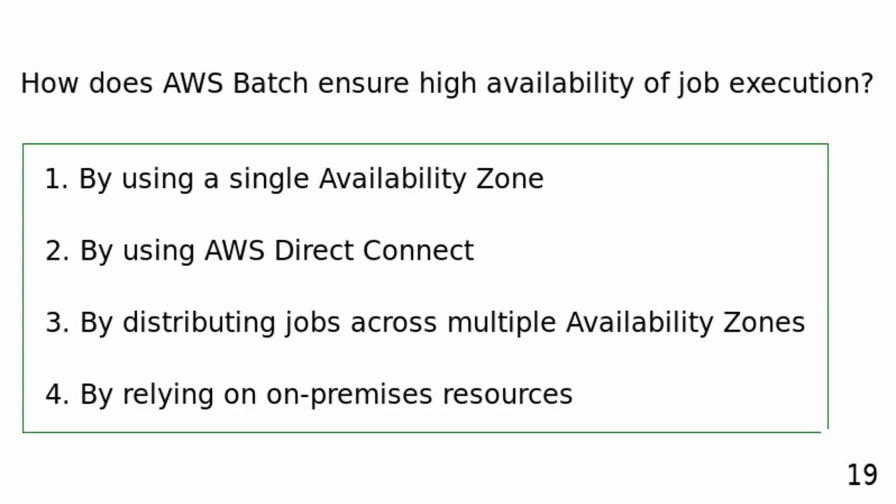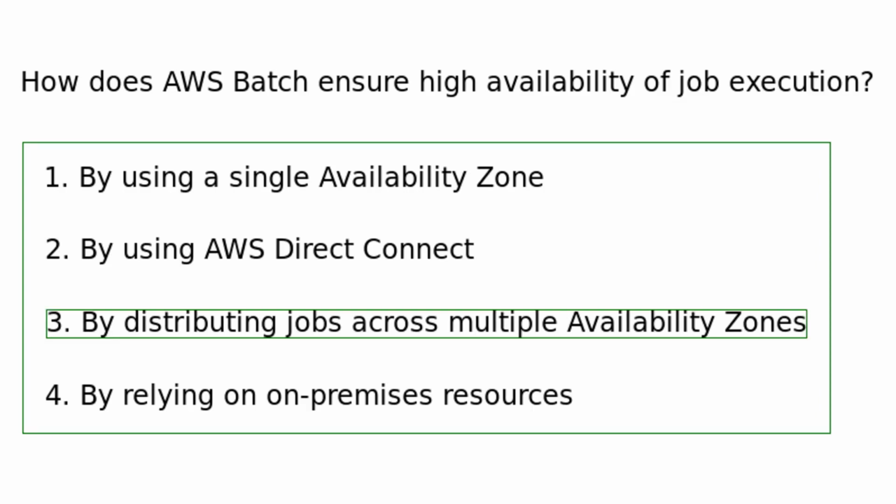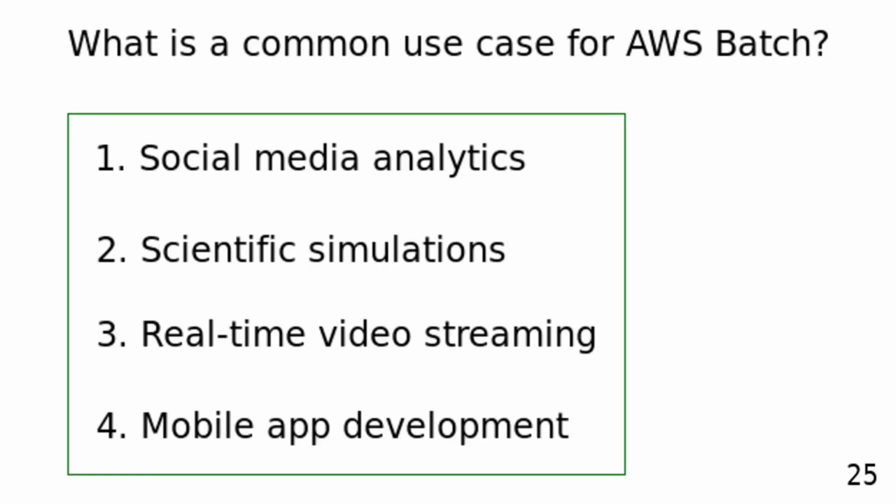By using a single availability zone. By using AWS Direct Connect. By distributing jobs across multiple availability zones. By relying on on-premises resources. AWS Batch ensures high availability by distributing jobs across multiple availability zones, reducing the risk of a single point of failure. What is a common use case for AWS Batch?